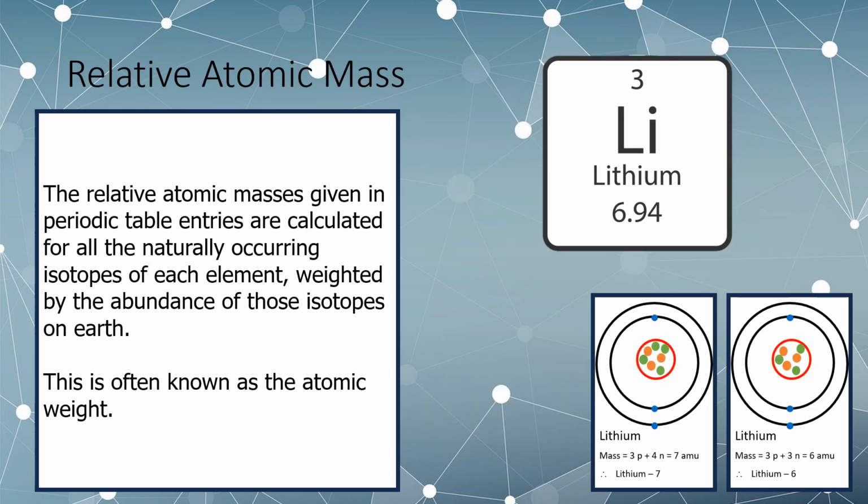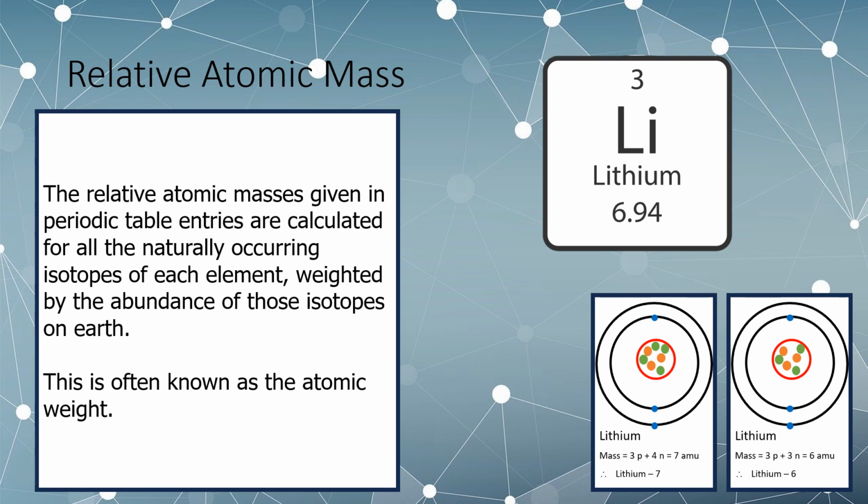Now, when you look at the periodic table, and we look at lithium, for example, continuing with that example, you'll see it says lithium 6.94. Now, we can't really get that from just adding, obviously, the proton and neutron masses. This is because on the periodic table, it is reported as what's known as the relative atomic mass.